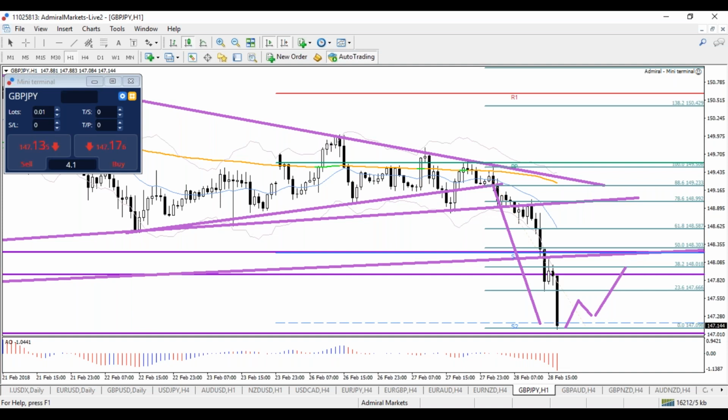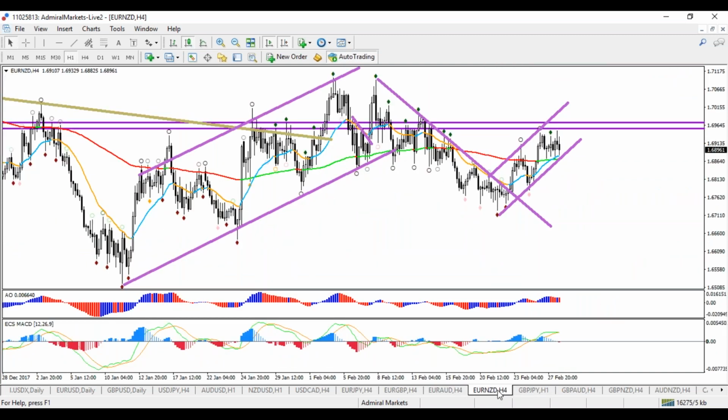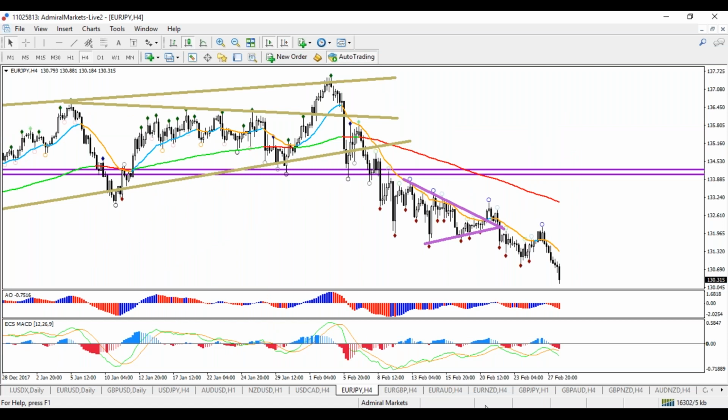So far, I like pound yen, pound dollar for tomorrow morning. Euro Aussie, Euro New Zealand seem not to be moving anywhere. Euro yen is moving down, but pound does look weaker at the moment. Pound dollar, pound yen look better at the moment. Can take a look at.